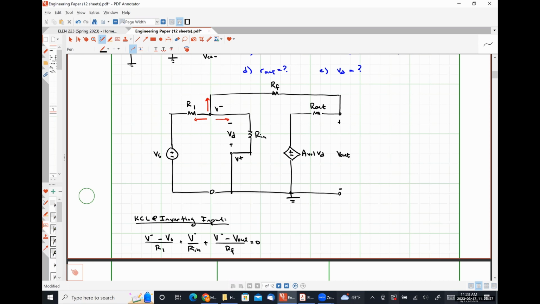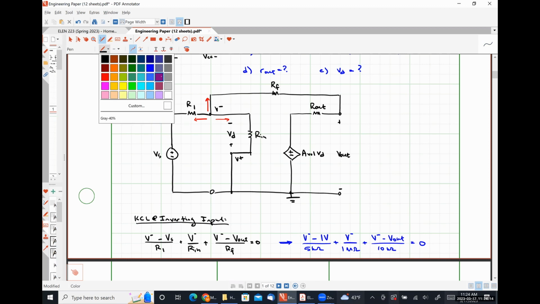Just for the sake of argument here, since I want us to solve this thing, I'm going to rewrite this using the numbers that we have. So that's going to look like (V minus 1 volt) over 5 kiloohms plus V minus over 1 megaohm plus (V minus minus V out) over 10 kiloohms is equal to 0, but we can throw this in our calculator in a moment.